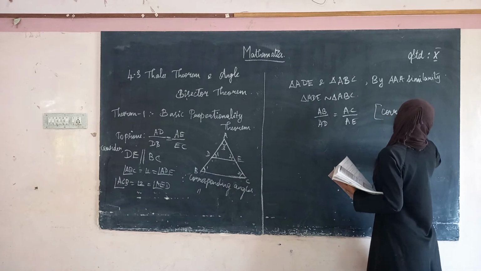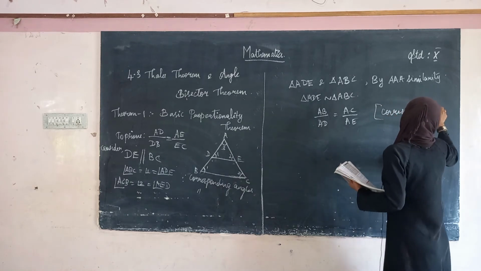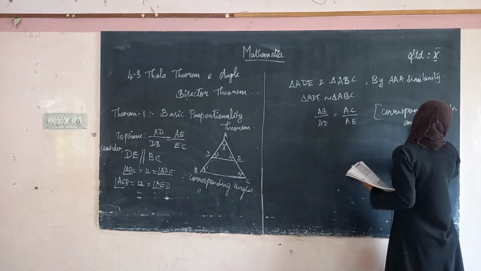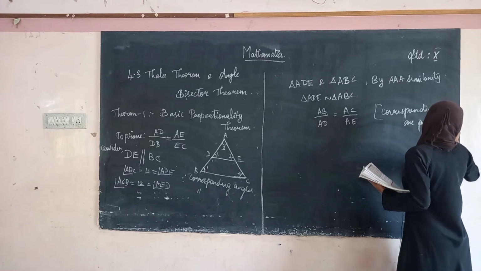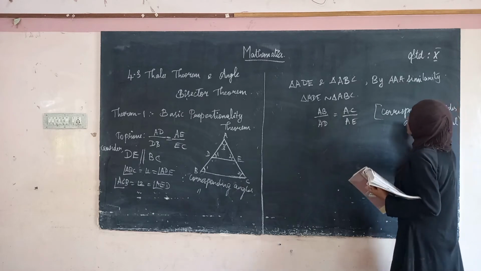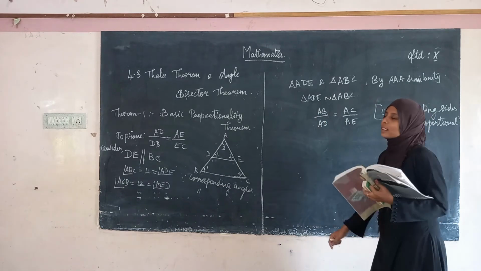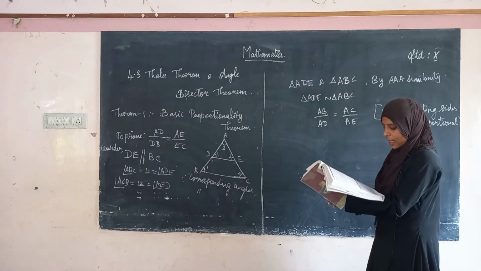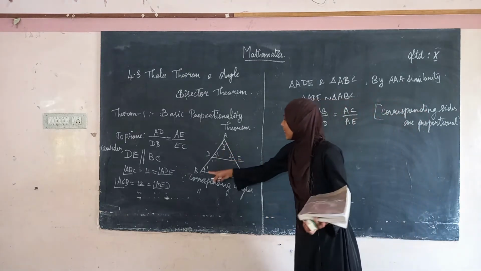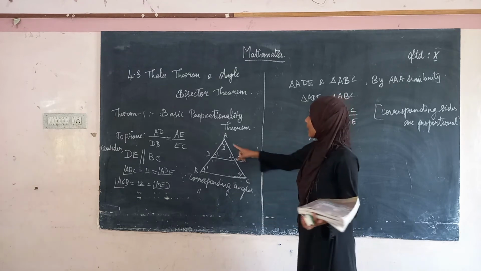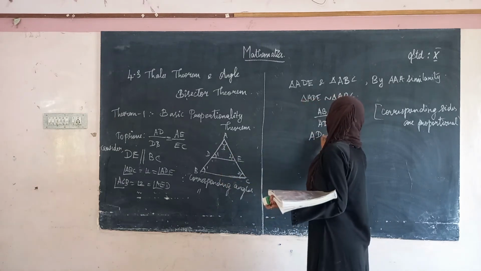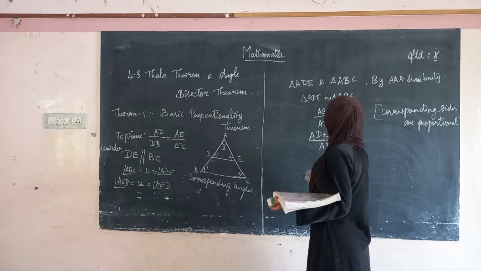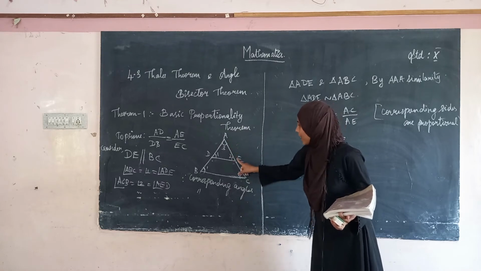Corresponding sides are proportional. Why are the corresponding sides proportional? Because these two triangles are similar triangles. Therefore AB divided by AD equals AC divided by AE. Now we can separate this AB as AD plus DB. So AD plus DB divided by AD is equal to AC, which can be separated as AE plus EC, divided by AE.